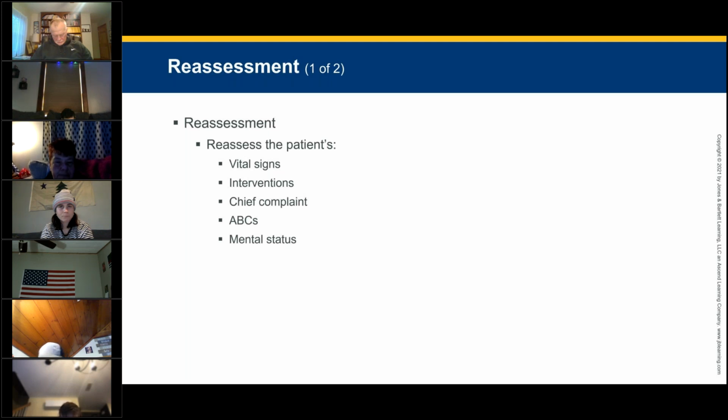Every 5 minutes, you're going to want to be reassessing these patients. And when you're doing that, you're looking for changes in their vital signs. You're evaluating if your interventions have made any changes, if they're helping or if they're hurting. Reevaluating their chief complaint to see if anything's changed. Reevaluating their ABCs, make sure their airway is still open, they're still breathing adequately, and their circulation is still adequate. And you're evaluating their mental status. Make sure they're not becoming altered.